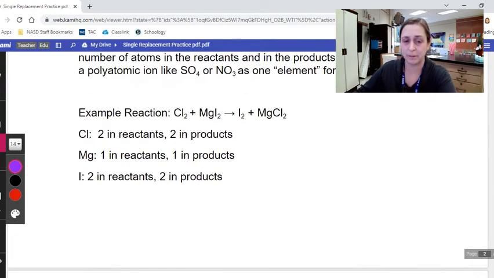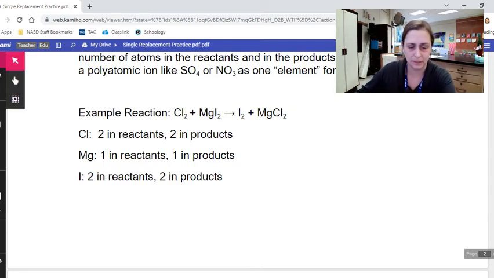I use the same example as before. I take each different element that's there, so I have Cl, that's chlorine, Mg, that's magnesium, and I, that's iodine, and list them. Tell me how many atoms are in the reactants. For chlorine, it was 2 in the reactants and 2 in the products. Magnesium, there's 1 in the reactants, there's 1 in the products. Iodine, there's 2 in the reactants, and there's 2 in the products.